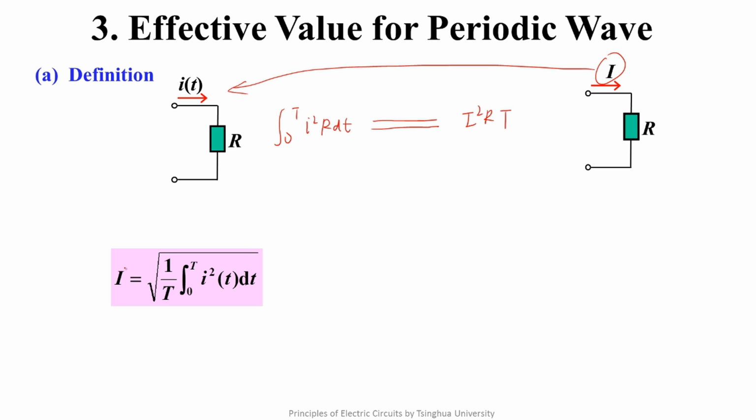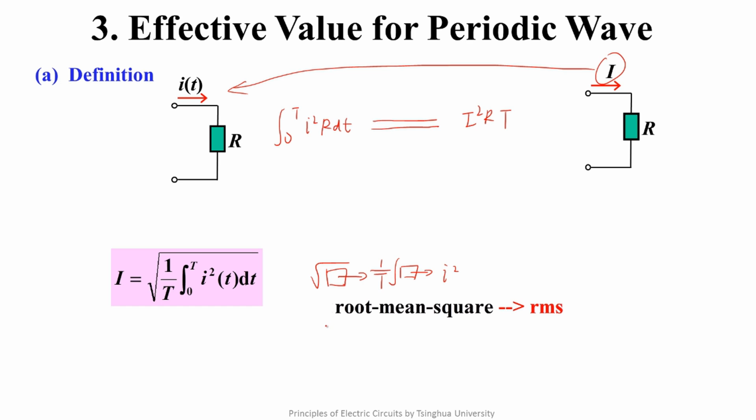From the expression of the dc, which is used to represent the energy delivered by the periodic wave, we can see it's a square root, and it's a mean inside the radical sign. The mean part inside the radical sign contains the square of i. So this operation is called RMS.